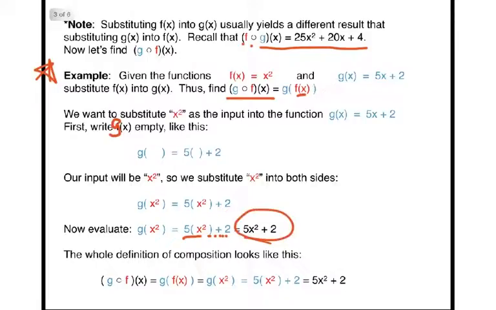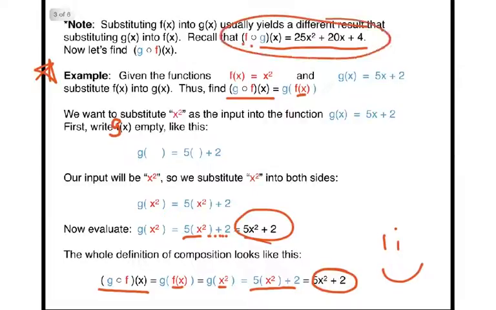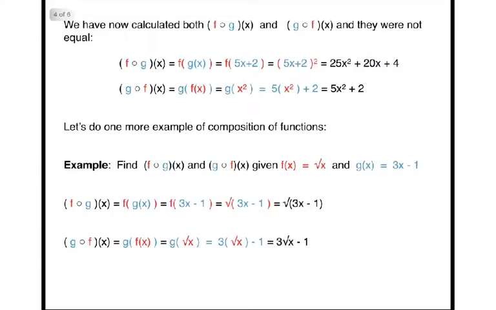The whole definition of composition looks like this. g of f of x, which means you plug f of x into g, and since f of x is x squared, we're plugging x squared in as the input for the g function, which is 5 times x squared plus 2, which simplifies to 5x squared plus 2. Notice we did not get the same answer as f of g of x. We've now calculated both f of g of x and g of f of x, and they were not equal.